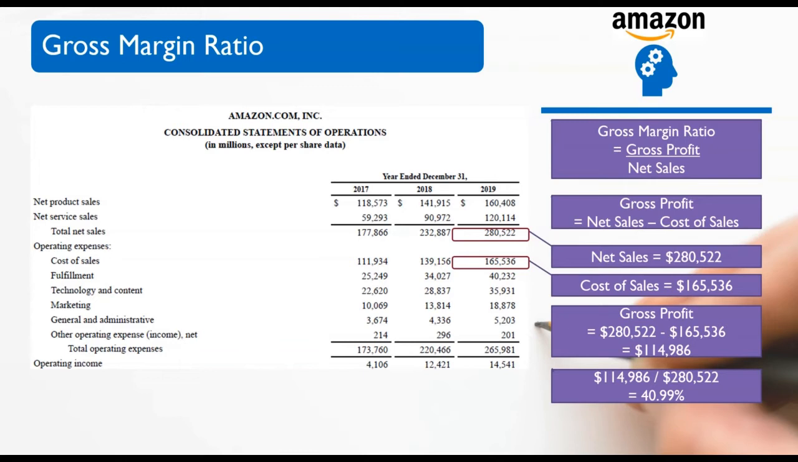Now, when you take the gross profit amount of around $115 billion over $280.5 billion of net sales, we come up to a gross margin ratio of around 40.99%, or around 41%. So what does this mean? Well, this tells us that Amazon makes around a 41% gross profit from every dollar of sales. In other words, after taking its revenues and backing out the direct cost of sales, Amazon retains around $41 of profit for every $100 of sales.